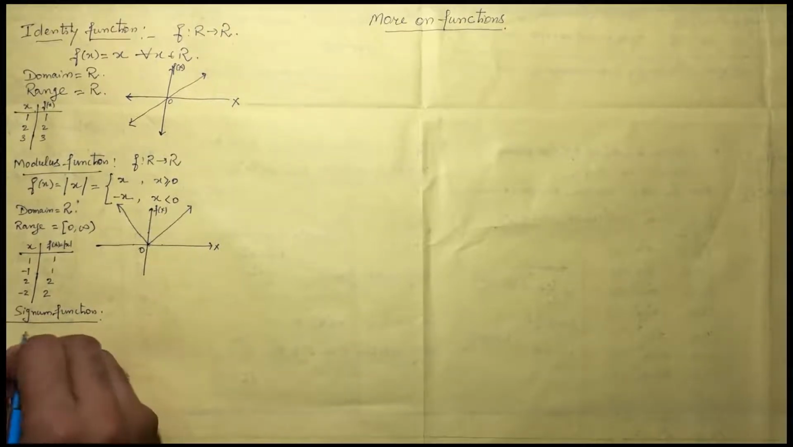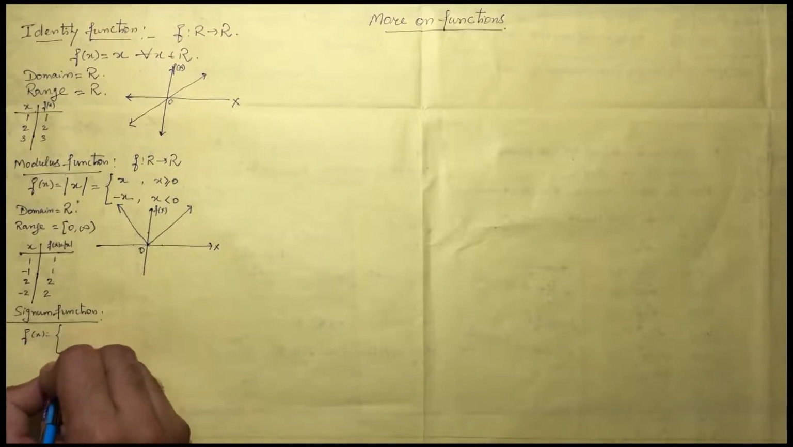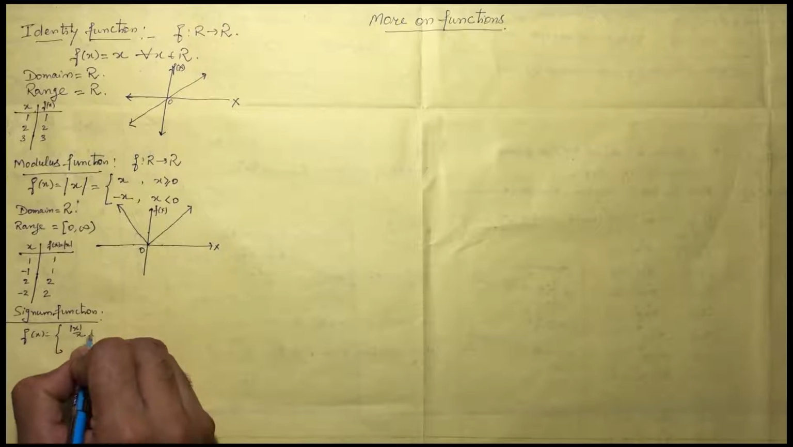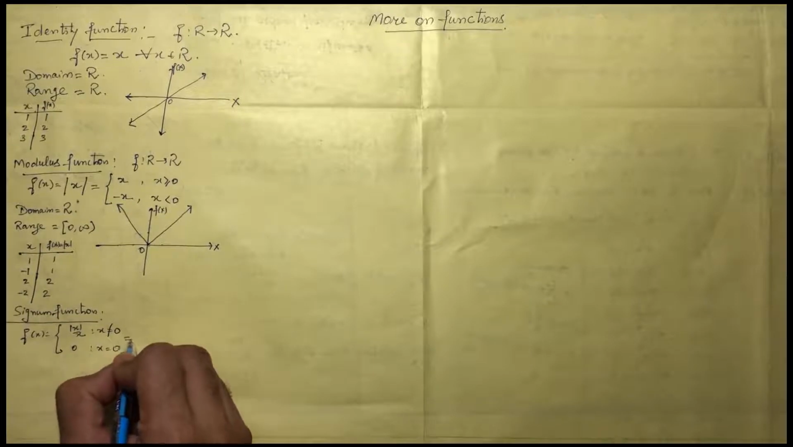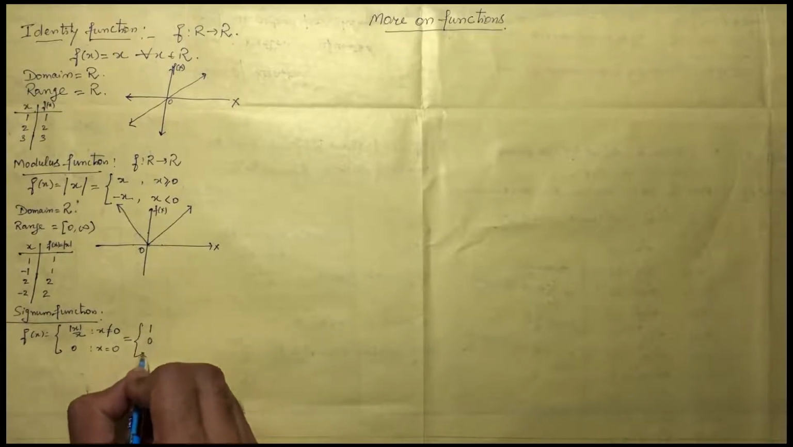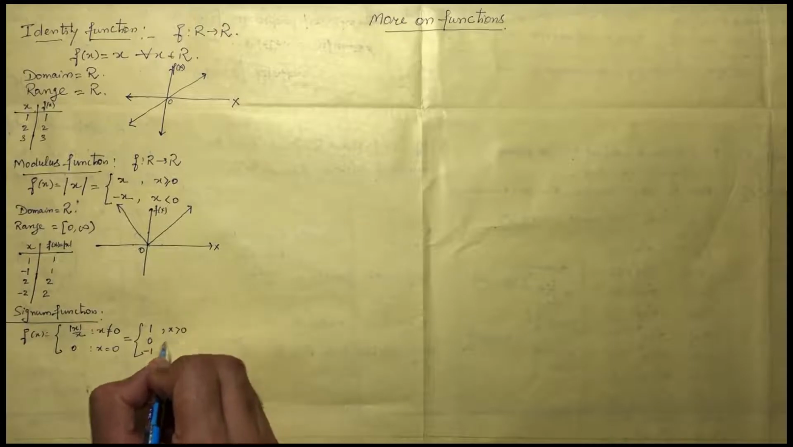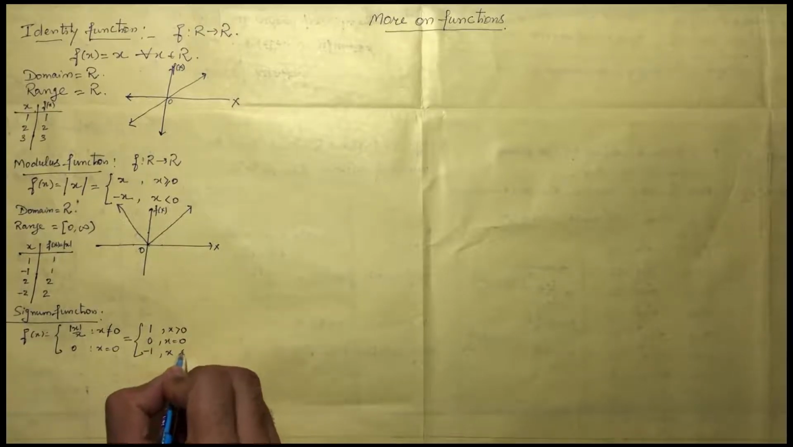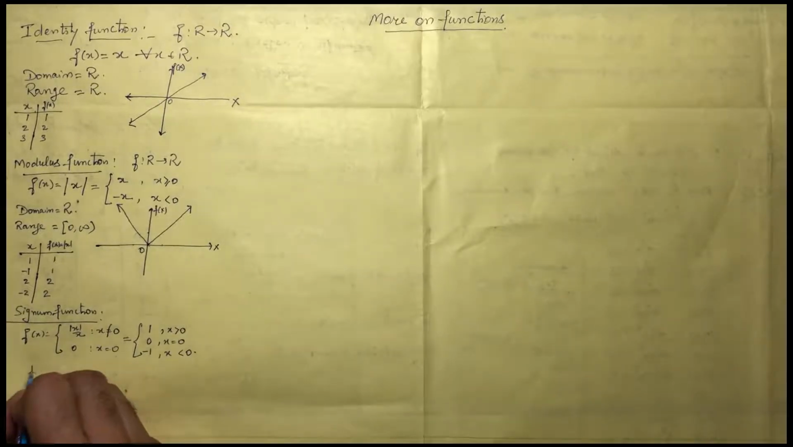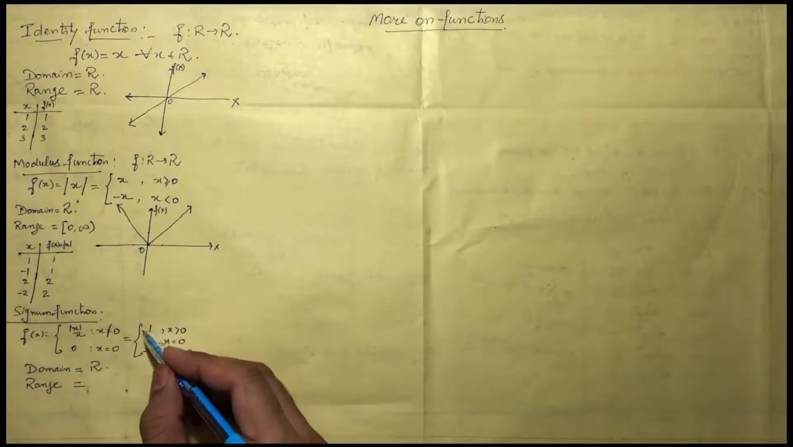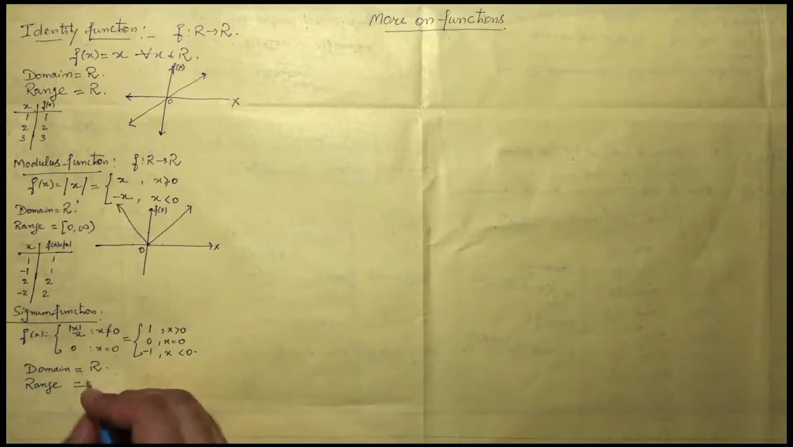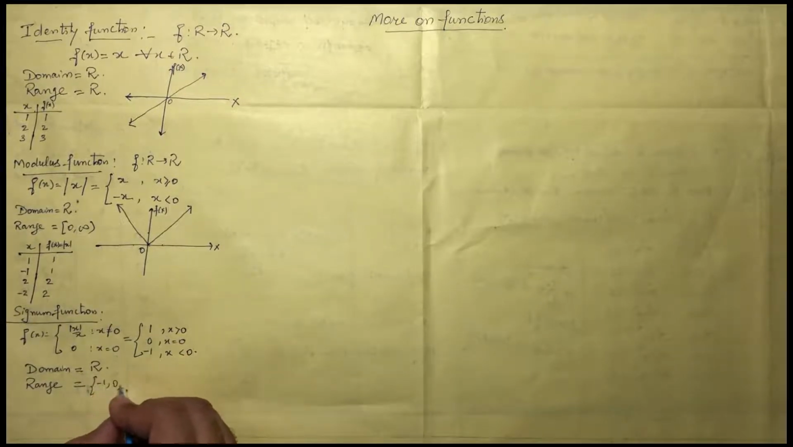So, it will look like f(x) is |x|/x for x not 0, and 0 for x = 0. Another form is 1 for x positive, 0 for x = 0, and minus 1 for x negative. What is the domain here? As in all, it is again the set of real numbers. What about the range? You just have a look. We are getting only 3 elements as output. So, range is {minus 1, 0, 1}.